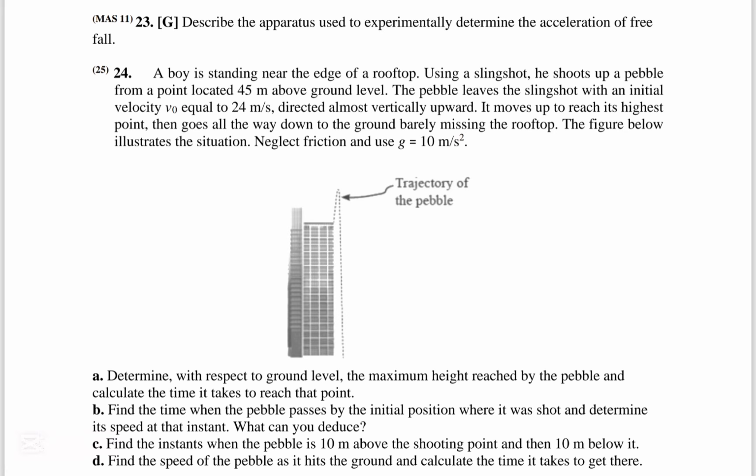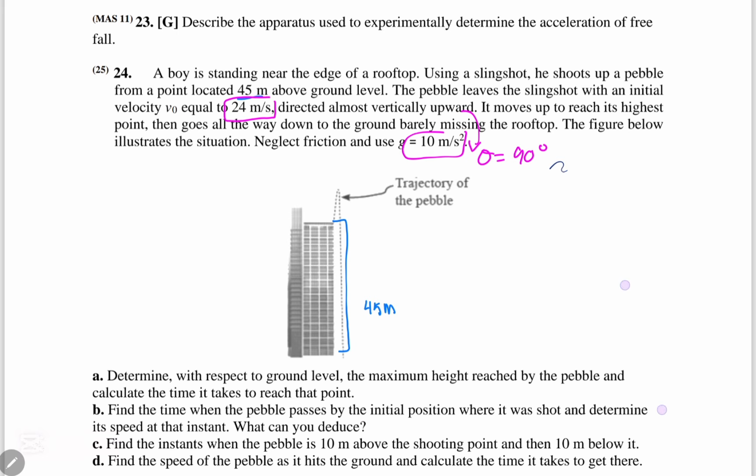A boy standing near the edge of a rooftop, using a slingshot, shoots a pebble from a point located 45 meters above ground level. So the height of the building is 45 meters, right? The pebble leaves the slingshot with an initial velocity v0 equal to 24 meters per second, directed almost vertically upward. That means theta is how much? Theta is 90 degrees. It moves up, reaches its highest point, and goes all the way down to the ground, barely missing the rooftop. The figure below illustrates the situation. Neglect friction and use g as 10 meters per second squared.